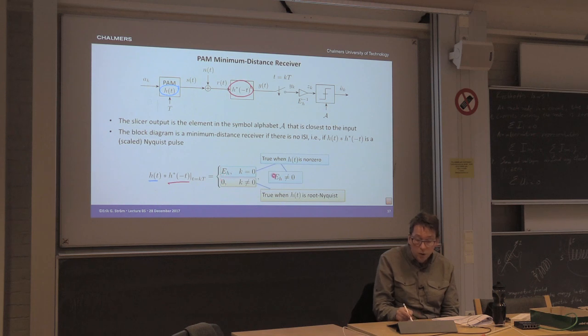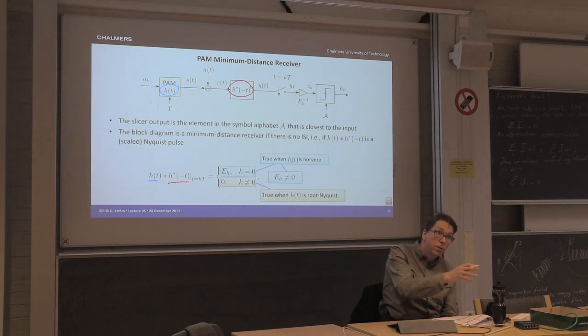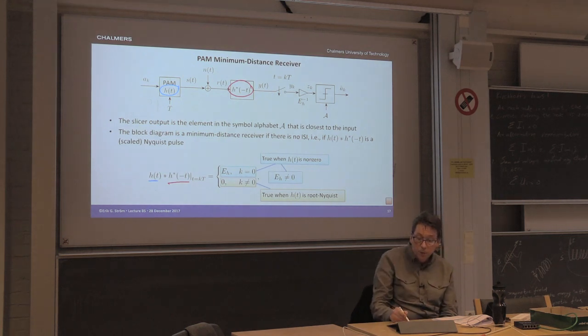So the blue parts here are true whenever h is non-zero. It holds for any h as long as h is non-zero. And the green part here holds true when h is a root Nyquist pulse. Go back to see a Nyquist pulse and a root Nyquist pulse. A root Nyquist pulse is when you take the pulse and you convolve it with the matched filter, when you form this and you get a Nyquist pulse essentially. So for instance, h here could be a root raised cosine pulse, and this will work.